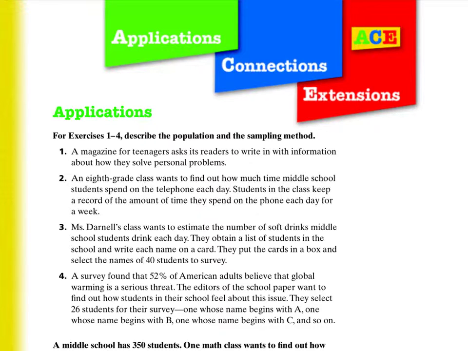Okay, here we are for the homework for ACE Investigation 2, numbers 1 through 4, 18 and 20. So it says here, for exercises 1 through 4, describe the population and the sampling method.